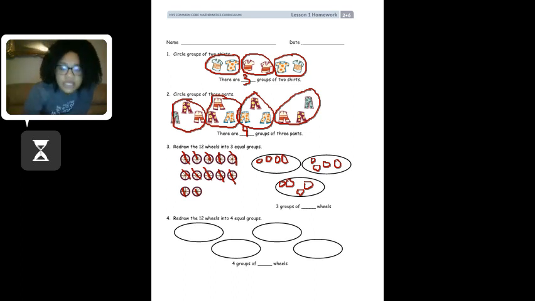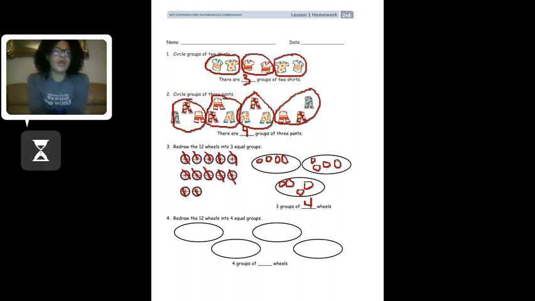So when we look at our sentence statement, it says 3 groups of blank wheels. Yes, there's 3 cars, 3 groups of how many wheels? 4, because if you count 1, 2, 3, 4, there's 4 wheels in each group or on each car. So I'm going to put 4 right here.